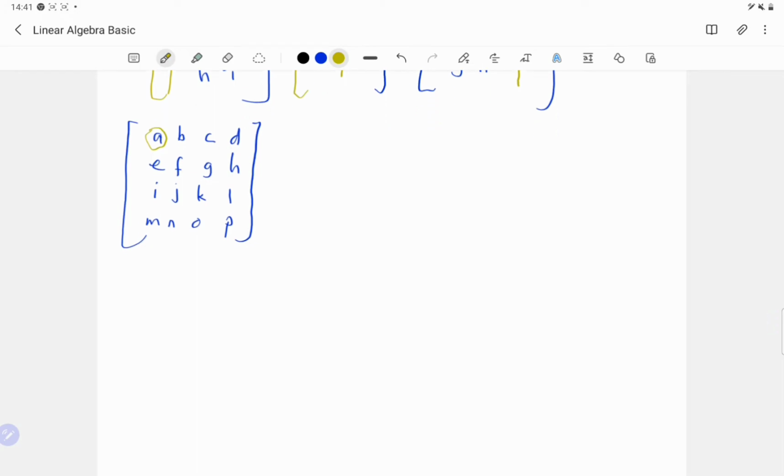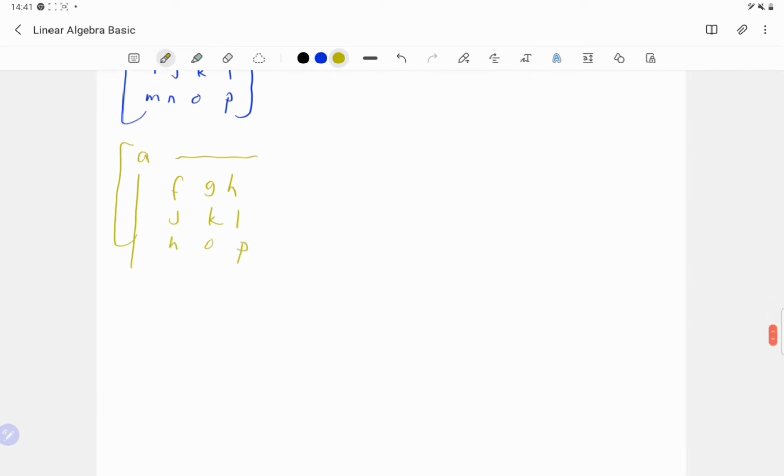Okay, consider A, then cancel all the column: F, G, H, J, K, L, N, O, P. Then after that, okay, it's a long process. I think you can try. I may stop in this procedure. A times, then this one is a 3 by 3 matrix. Then do it for the 3 by 3 matrix. It's really a long process, guys.